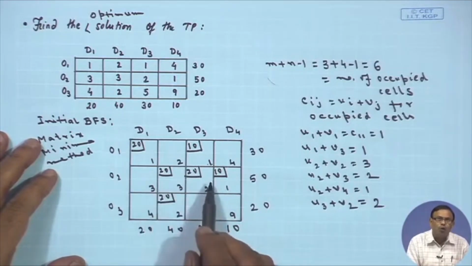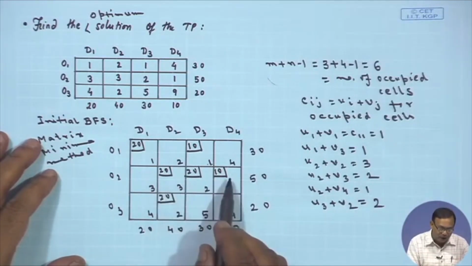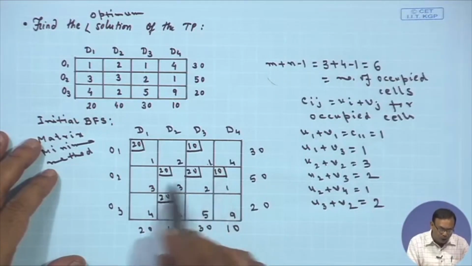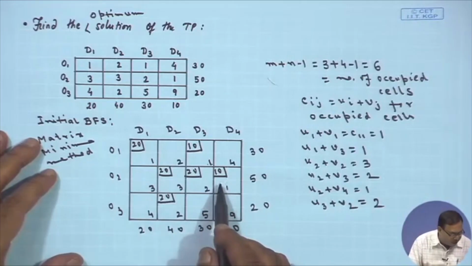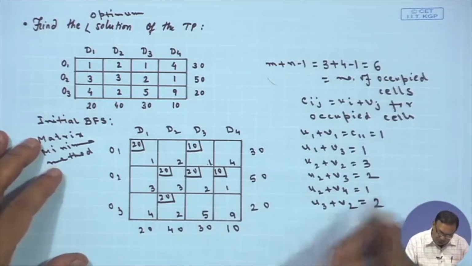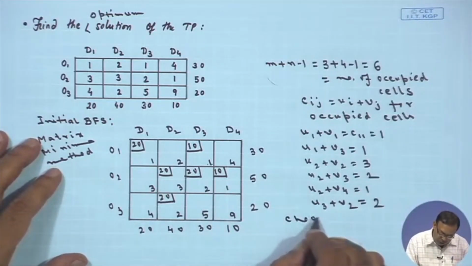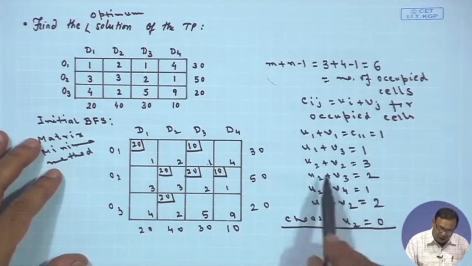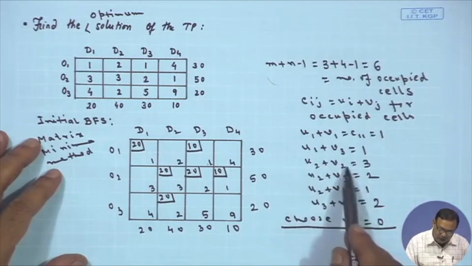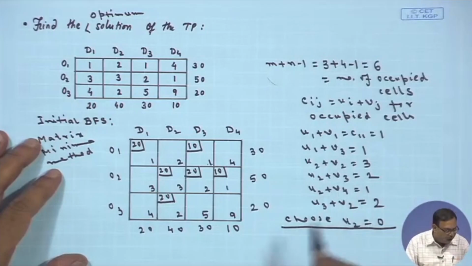I will choose the row which has the highest number of allocations. Here, if you see, row 2 has a maximum of 3 allocations. Therefore, what will I choose? I will choose U2 equals 0. So, once I am choosing U2 equals 0, then from this you can find out V2, V3, like this way, all the others.